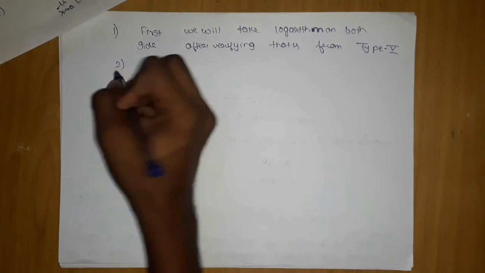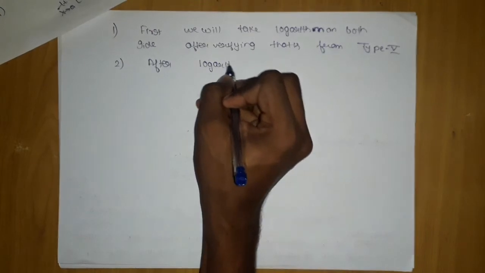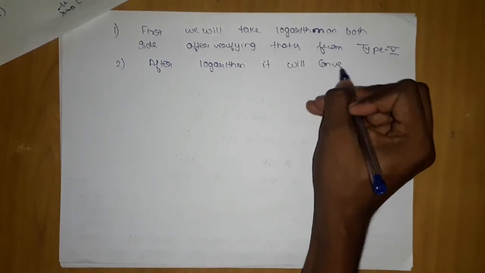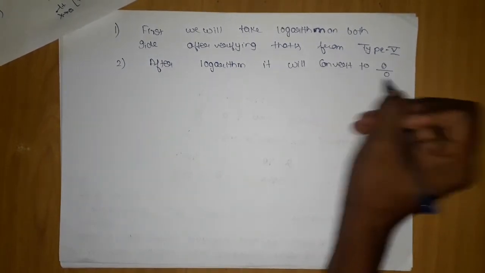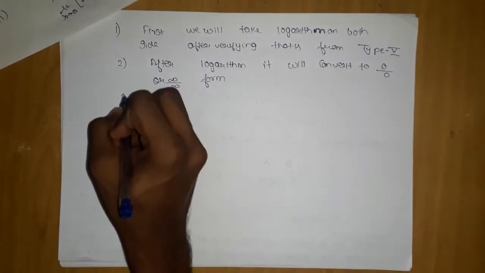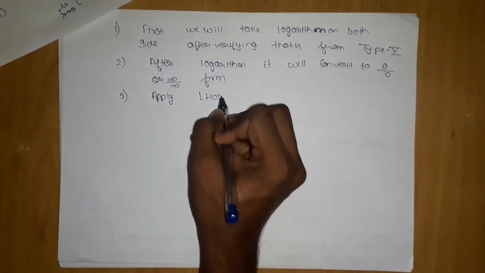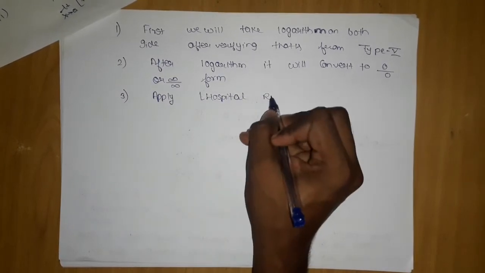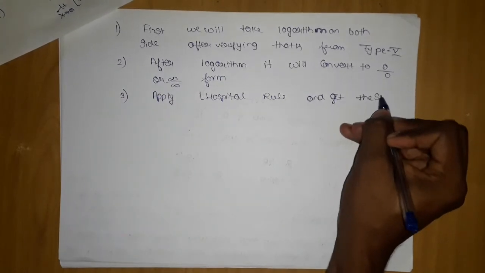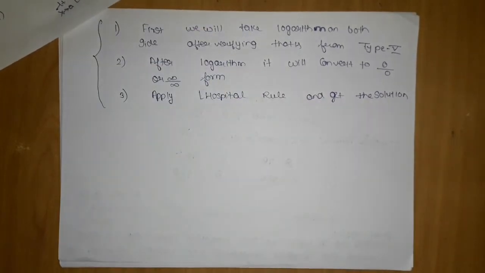Second step is that after logarithm it will convert to either 0 by 0 or infinity by infinity form. Then in third step, apply L'Hopital's rule and get the solution. This is the total structure which we are going to follow in all of type 5 problems.